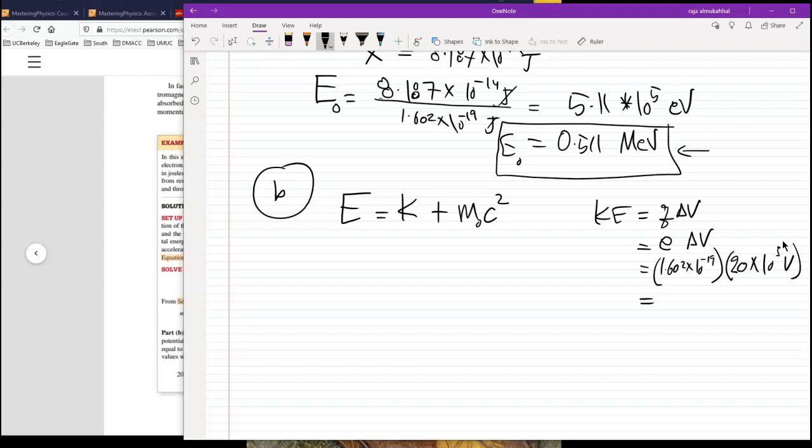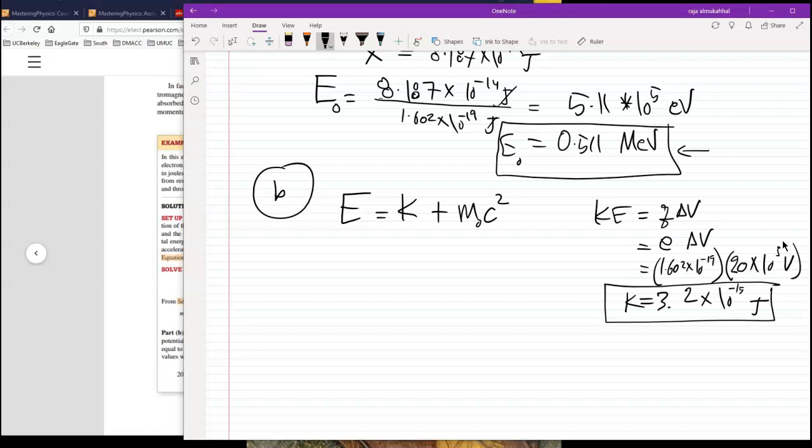Once you do that, let me use my calculator. 20,000 times 1.602 times 10 to the negative 19, and if I do it correctly, the energy here is equal to 3.2 times 10 to the negative 15 joule. Okay, there we go.